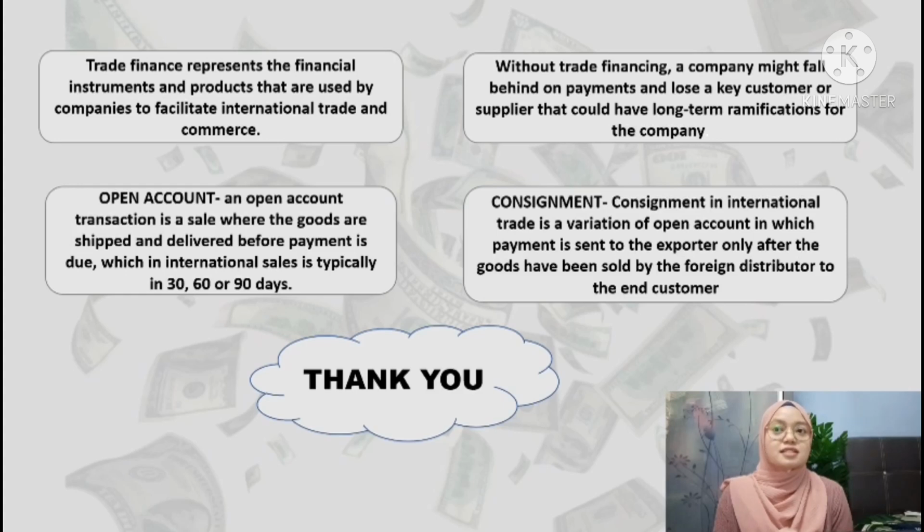Open account is a transaction, a sale where the goods are shipped and delivered before payment is due, which in international sales is typically 30, 60 or 90 days. Consignment, in international trade, is a variation of open account in which payment is sent to the exporter only after the goods have been sold by the foreign distributor to the end customer.